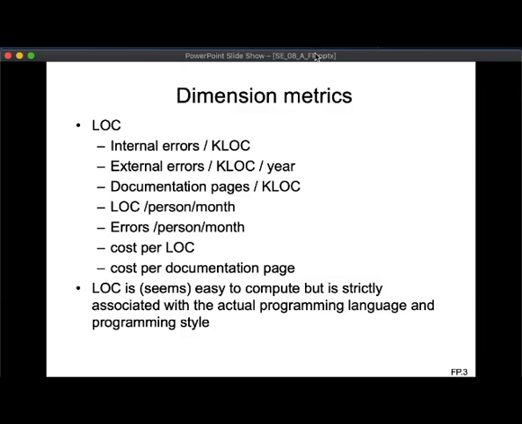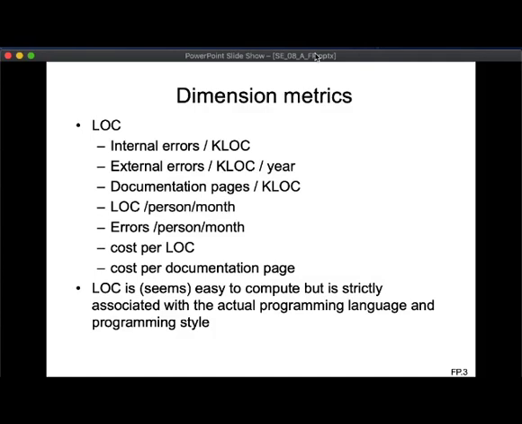And of course, on the basis of lines of code, I can have a lot of other measurements that are derived from the lines of code. For example, the ratio between the internal errors in my code and the KLOC. KLOC stands for 1000 lines of code. Or the external errors per KLOC per year.